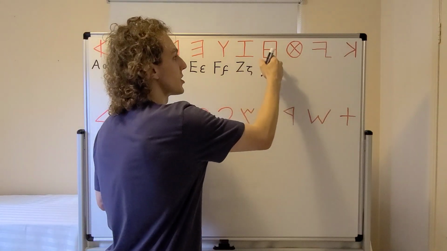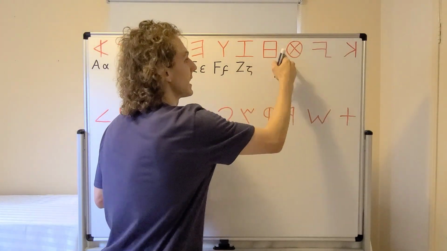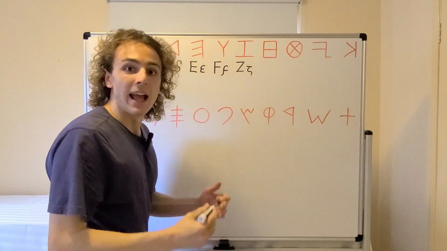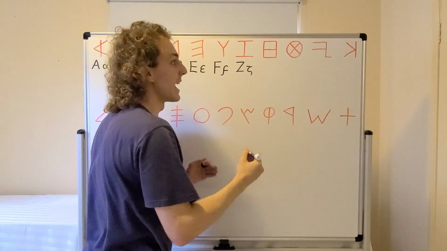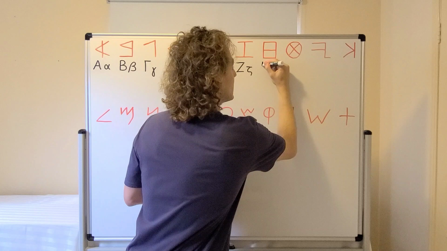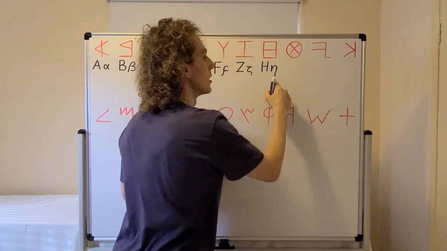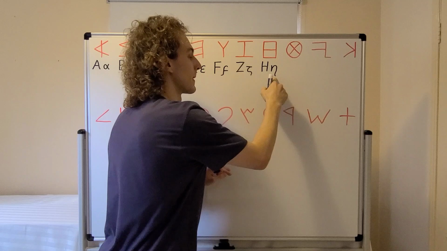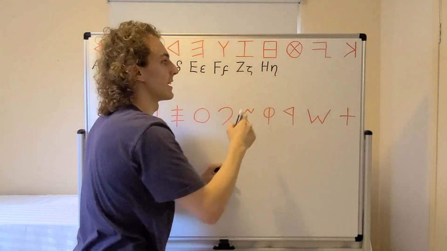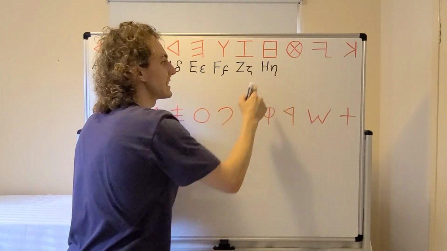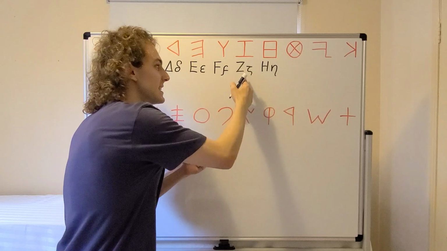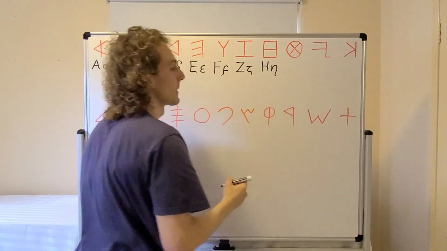The eighth letter in the Phoenician alphabet is Het. Het corresponds to the Greek eta. This is the uppercase eta, and this is the lowercase eta. Zeta and eta are sometimes also called by alternative pronunciations.